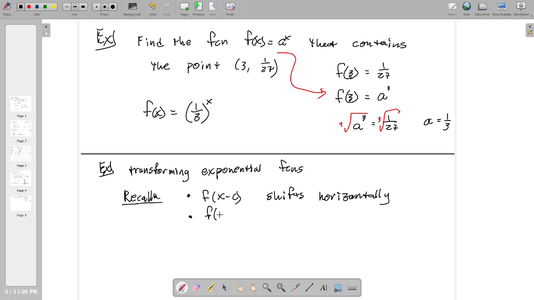Now, what if we have f of x plus c, like this? It shifts vertically. Now again, if c is negative, we're shifting down. If c is positive, we're shifting up. But it does shift vertically.